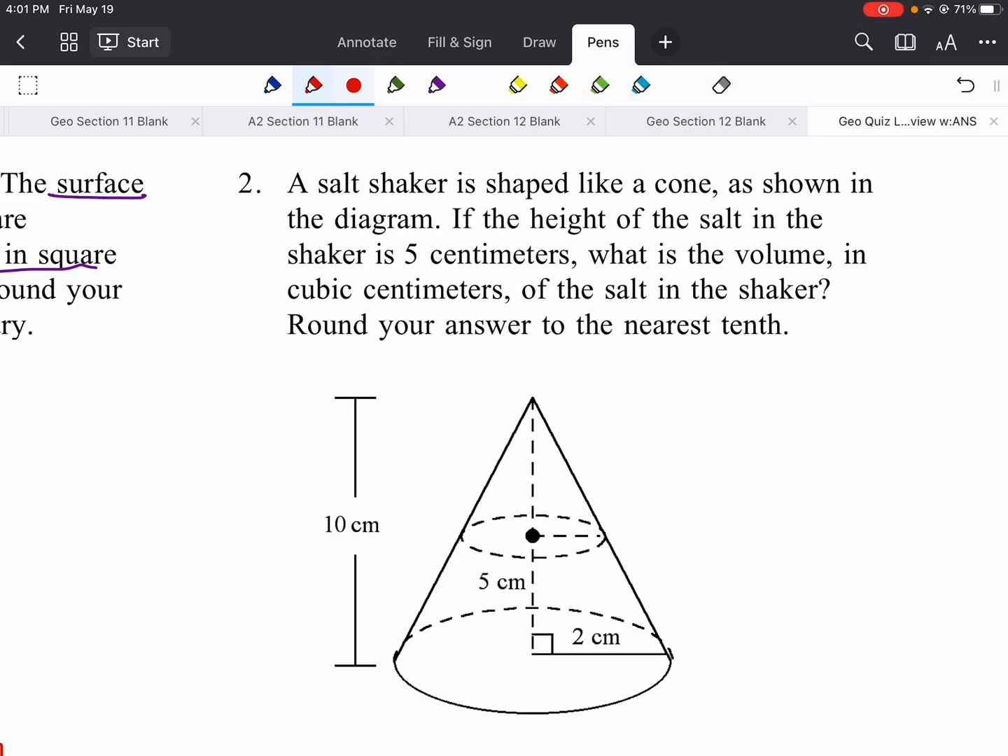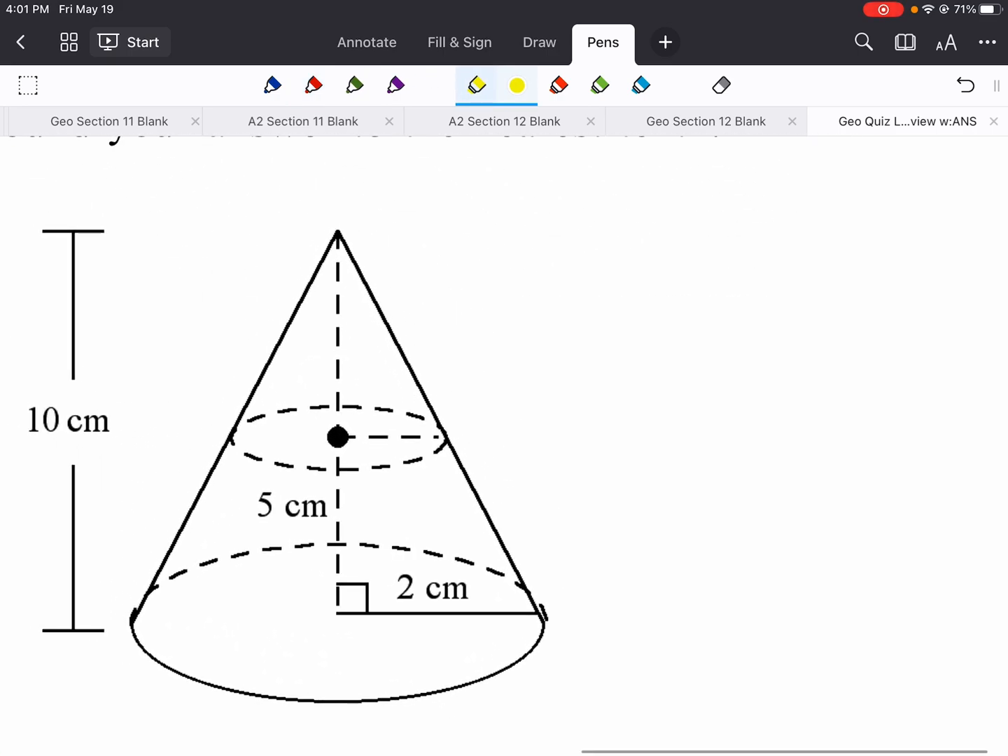Here we go. A salt shaker is shaped like a cone. Number 2. If the height of the salt shaker, excuse me, is 5, so the height is 5. All right, that's given to us. What's the volume of the salt in the shaker? Okay, so we're really trying to find the volume of this space in here. This is a frustum. I've never seen a salt shaker shaped like that, but you never know. So let's write the formula.